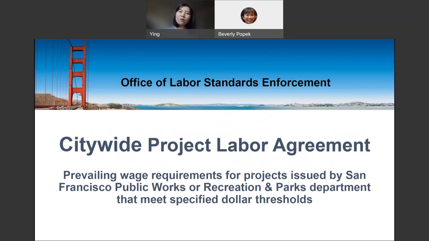Okay, so let's go over a little bit about the citywide PLA. It is a comparatively new law that our office enforces. Now, the prevailing wage requirements for projects issued by San Francisco Public Works or the Recreation and Parks Department that meet a specific dollar threshold would be subject to prevailing wage and also subject to the project labor agreement. Next.